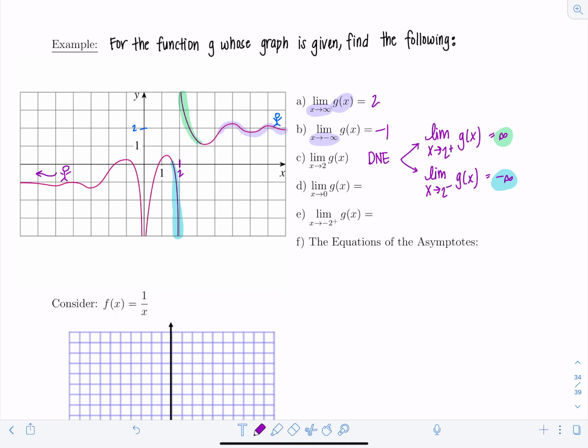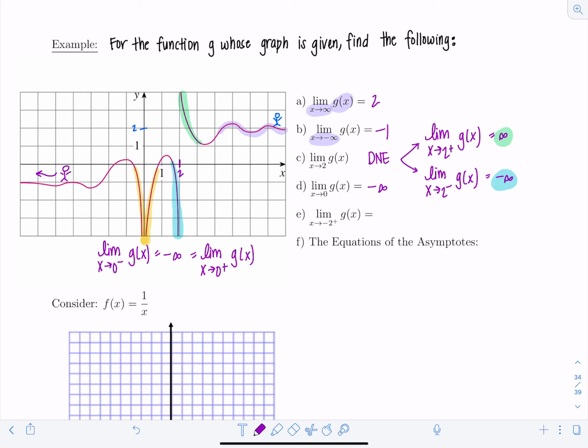Lovely. Now let's look at the limit as x approaches 0 of g of x. So again, we're approaching 0. Let me consider the limit from the left and the limit from the right. Well, in this case, I can see that they're both approaching negative infinity. The limit from the left equals the limit from the right. Let's write that out. The limit as x approaches 0 from the left of g of x is equal to negative infinity, which is also the limit as x approaches 0 from the right. So I can say this is equal to negative infinity.